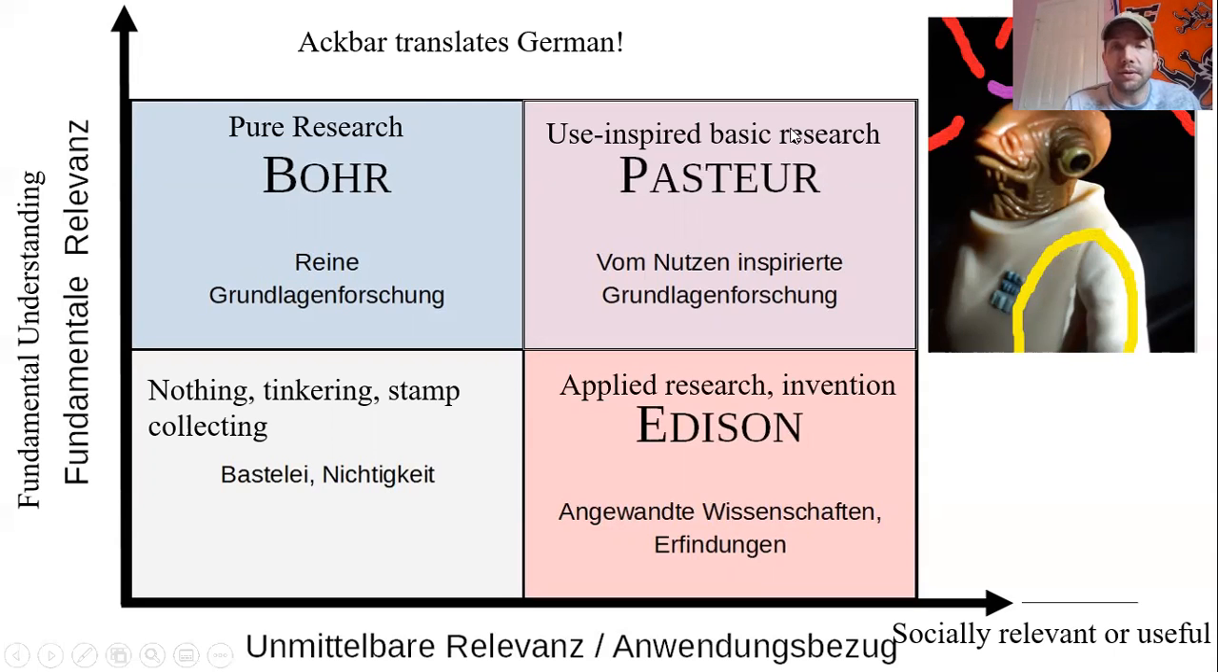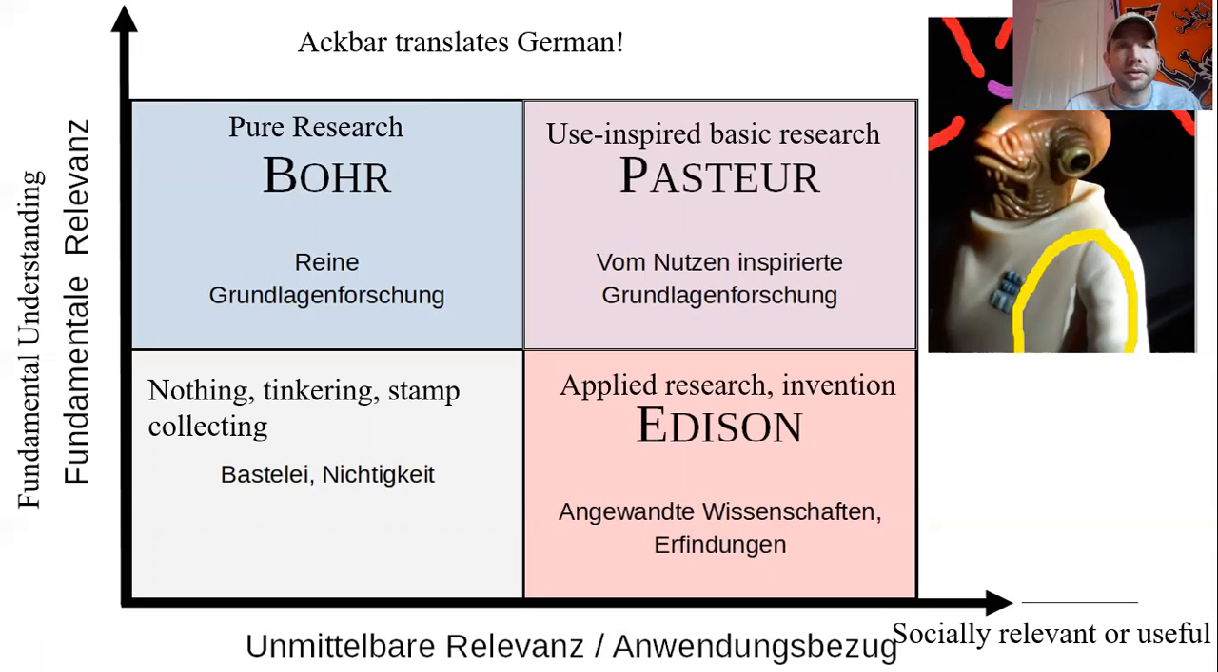So you see up here, the upper right-hand side, that's the one I'm going to be most interested in. But let me just lay out the parameters for you here. As you go from left to right, you're talking about more socially relevant or useful knowledge, okay? As you go from bottom to top, you're talking about from less fundamental understanding to more fundamental understanding. So when you have two axes like that, you can create a quadrant, and that's what's going on here.